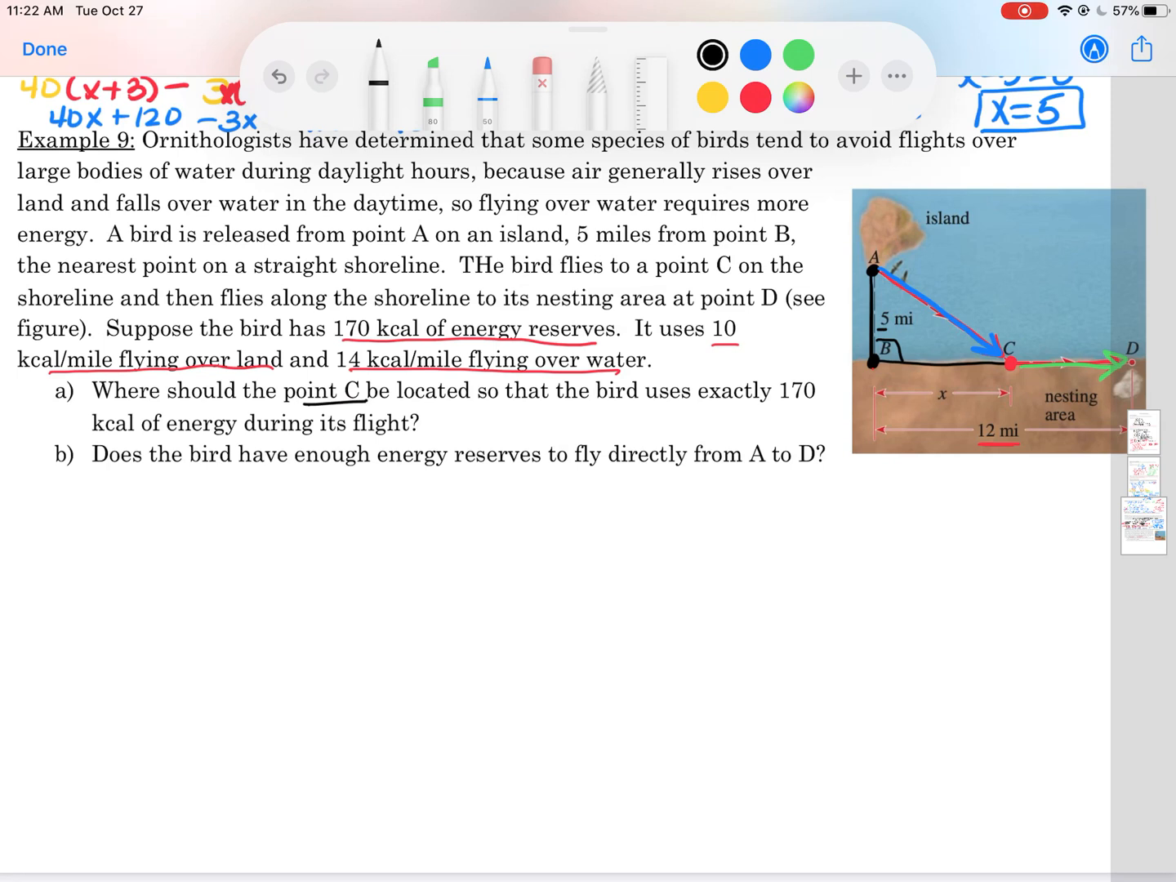All right, so in part A, it's asking where should point C be located so that the bird uses exactly 170 kilocalories of energy. All right, so really what we want to know is what's the distance from B to C, and that should help us to locate it. So let's let X equal, and it actually even tells us here, the distance from B to C.